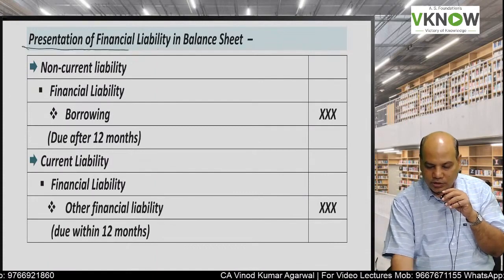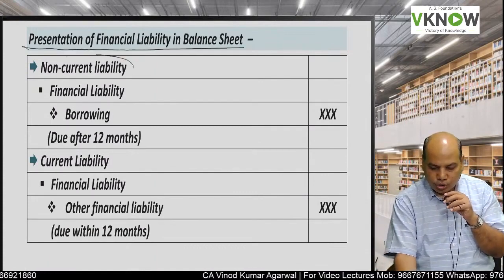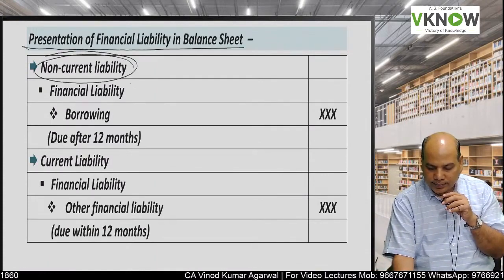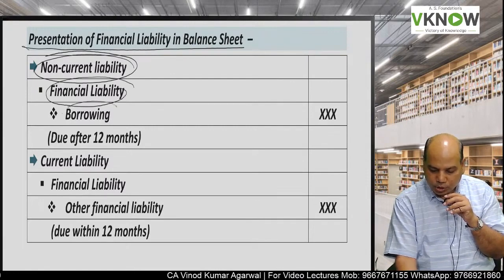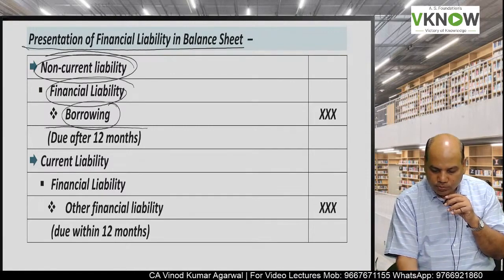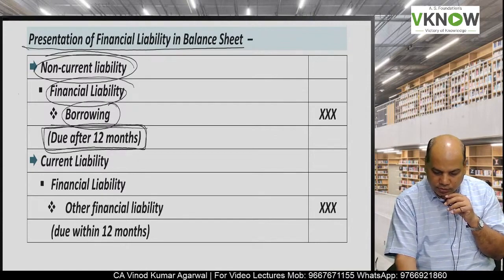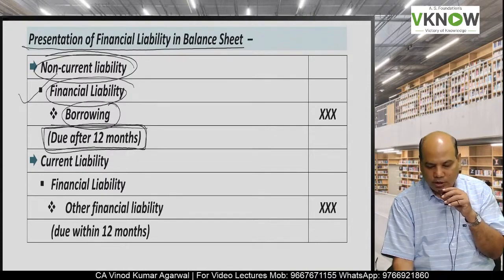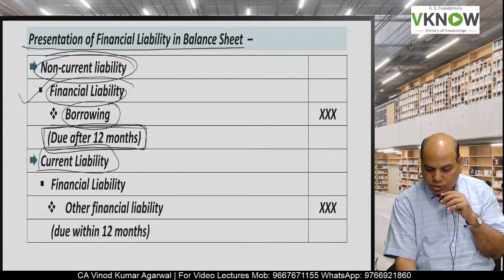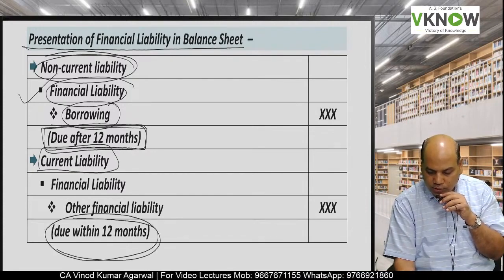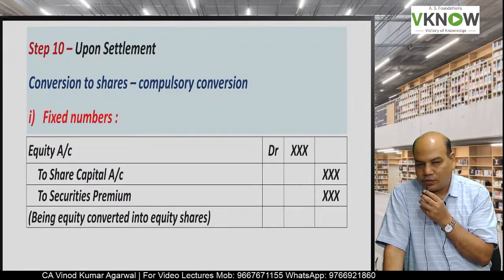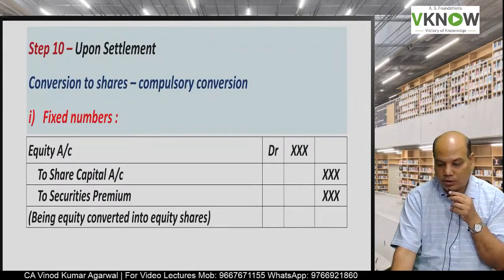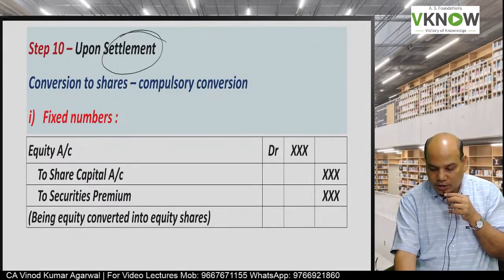Now see the presentation in the balance sheet. Non-current liability, financial liability, borrowing, that component of borrowing which is due after 12 months will come under non-current liability, and that portion which will be due within 12 months will be treated as current liabilities. Let us come to the settlement date.